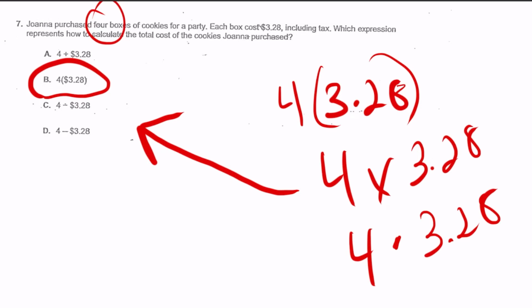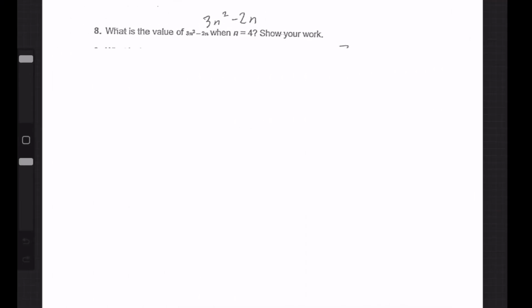How'd you do on this one? This one was pretty simple. All right, let's get to question 8. Question 8 says, what is the value of 3 times some number, we're using n, raised to the second power, minus 2 times some number, when that some number is 4? So the first thing we want to do is replace the n's with the 4's, because right here it's telling us that n equals 4. So I'm going to rewrite the question and replace the n with the 4.